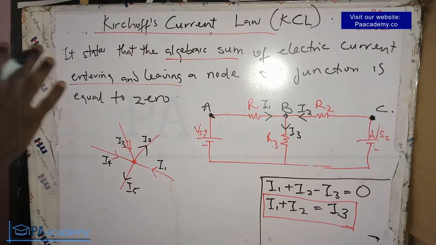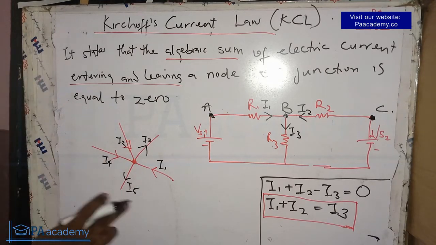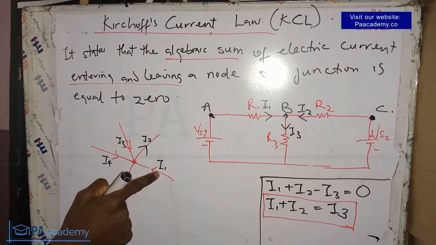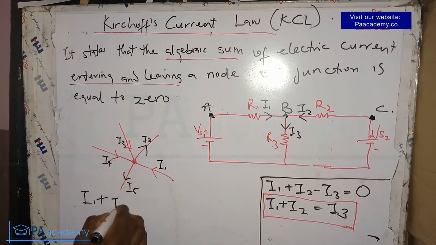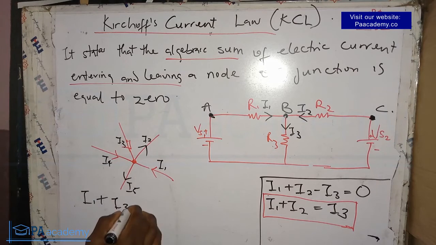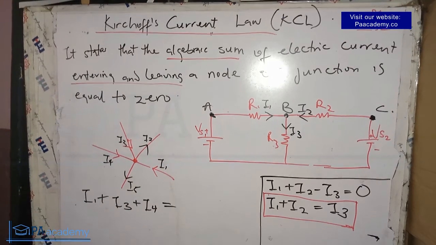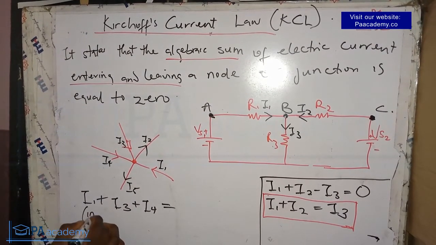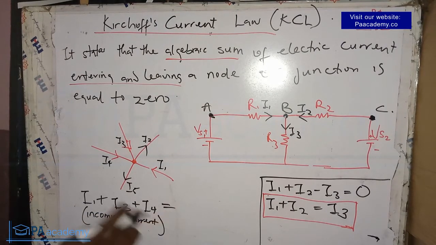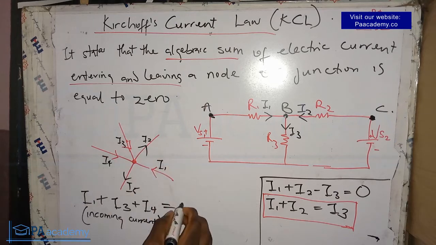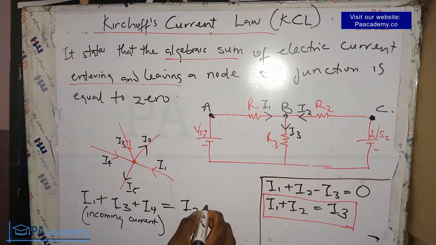What it basically means under Kirchhoff's current law is that the addition of the incoming currents, which is I1 plus I3 plus I4, is equal to, and these ones are incoming, the sum of the outgoing currents, which is I2 plus I5. These are the outgoing current.